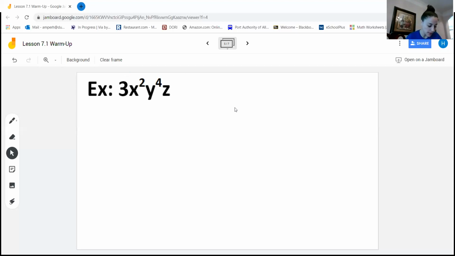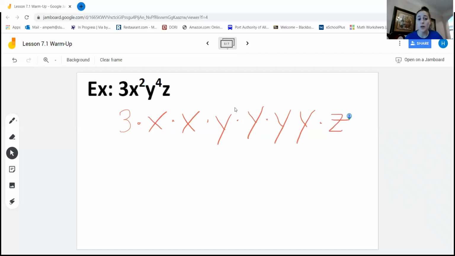So how do we expand it? What's actually going on is we have a 3 times an x times an x, right? Because there's x squared, which means that it's x being multiplied by itself twice, right? Or there's two x's being multiplied together. So it's x times x. Same rule applies with y, 4 y's, being multiplied by 1z. And so that would be how we expand 3x squared y to the fourth z.